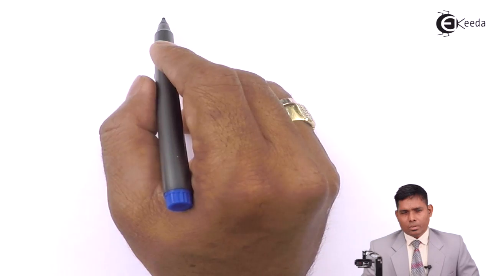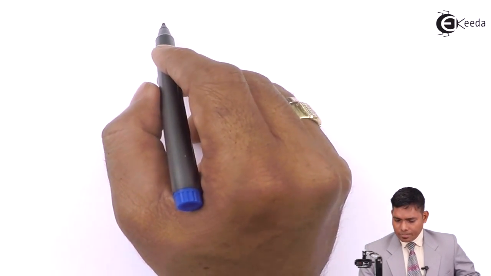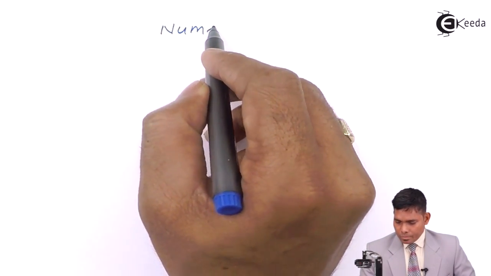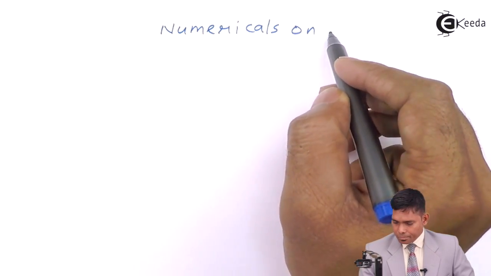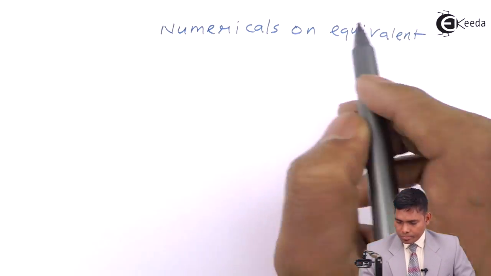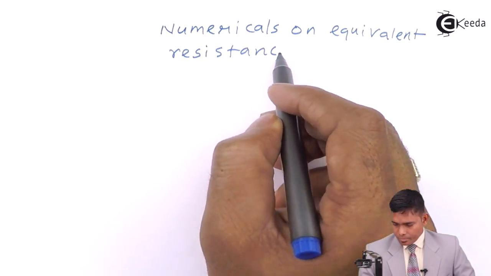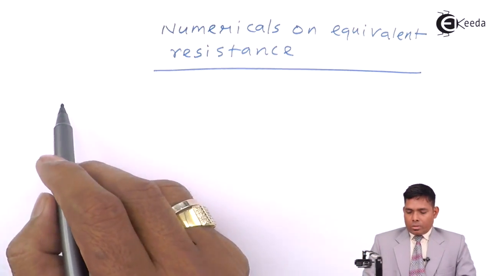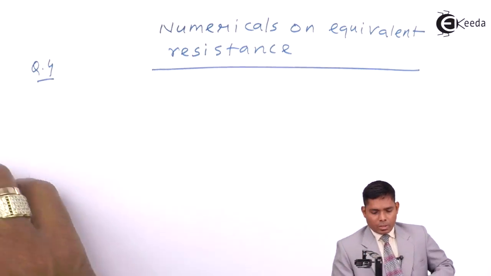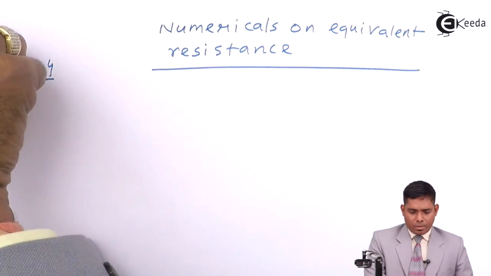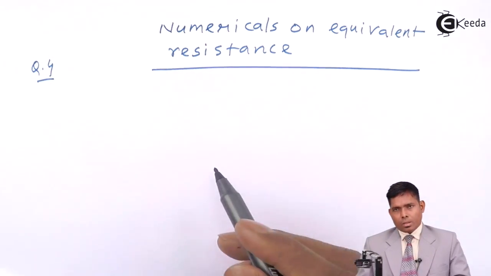Students will discuss and take a few questions on equivalent resistance. Question number 4. We'll take 2-3 numericals on each type. So this is another type, equivalent resistance.